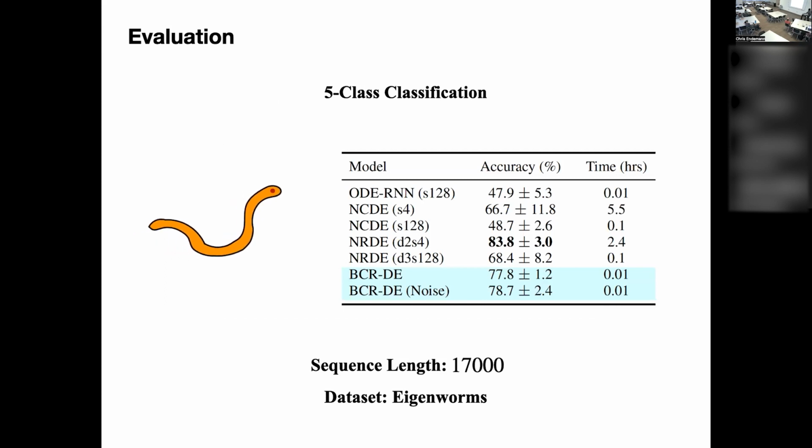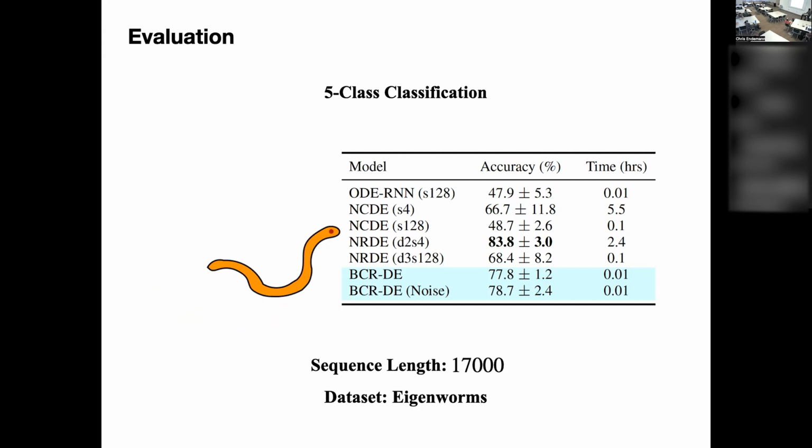Similarly, for classification, here the sequence length is longer, so this is like 17,000. And the task here is to classify eigenworms into 5 different classes based on their motion pattern. Again, you can see the proposed framework performs comparable to the existing baselines, but in much lower time.